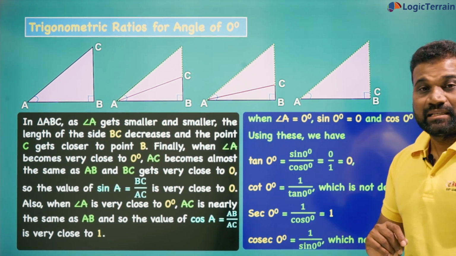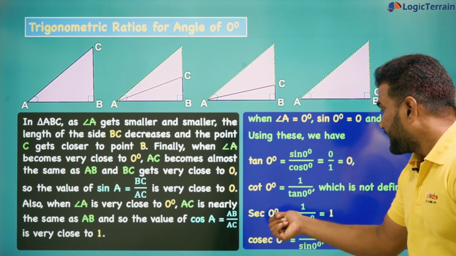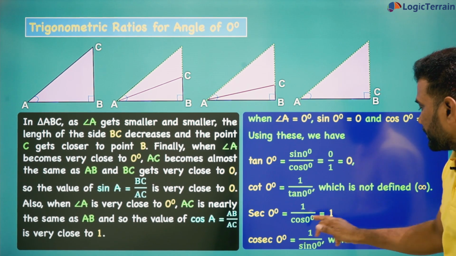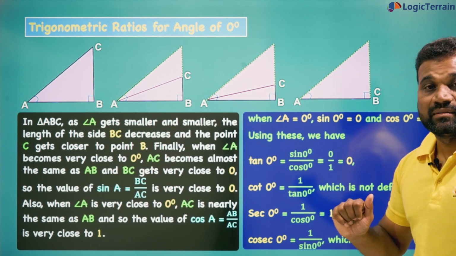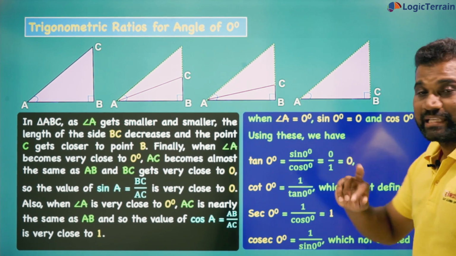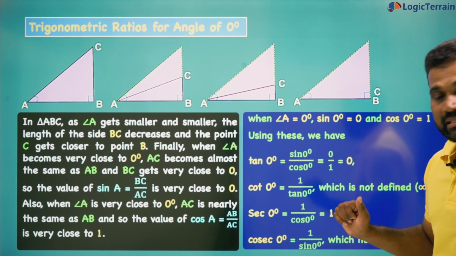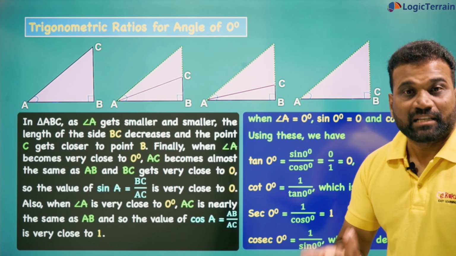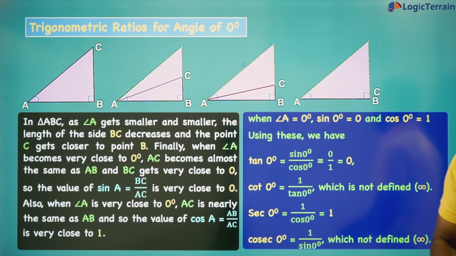Secant 0 degrees, and we know secant and cos are reciprocal to each other. So secant 0 equals 1 by cos 0, cos 0 value is 1, so 1 by 1, whose value is 1. And finally cosecant 0, cosecant and sine are reciprocal to each other. So cosecant 0 equals 1 by sin 0 degrees, and sin 0 value is 0. Again division with 0 is not possible, so it is not defined, so we can represent it with infinity.